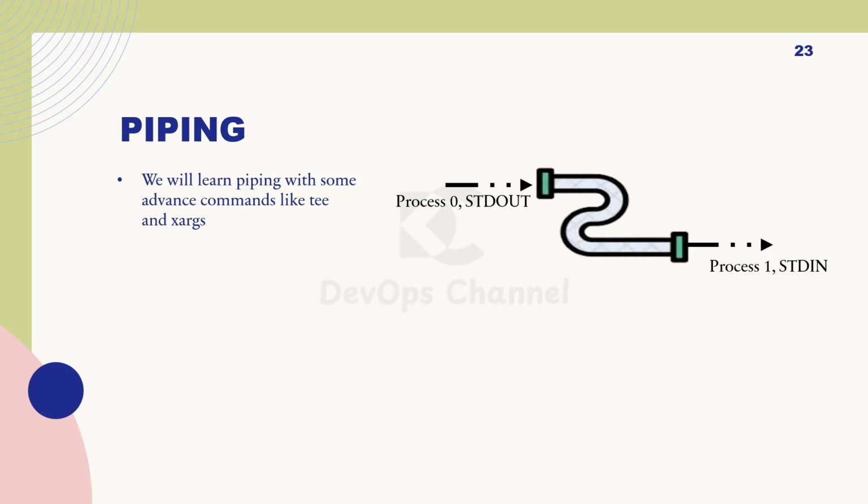help of piping. Basically, piping will take the standard output of any command and pass it to another command as input. So what does piping do? It takes process 0 or data stream 0. For any command, data stream 0 is standard input. So it takes the standard output of one command and passes it to the standard input of another, the process one.